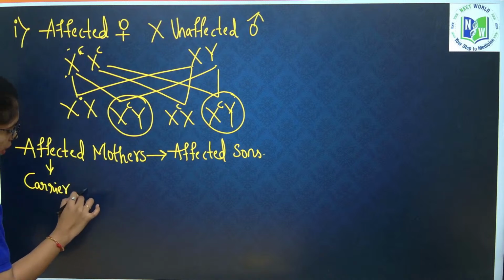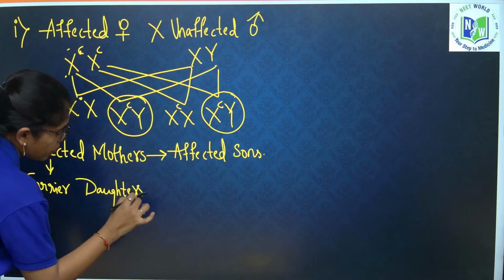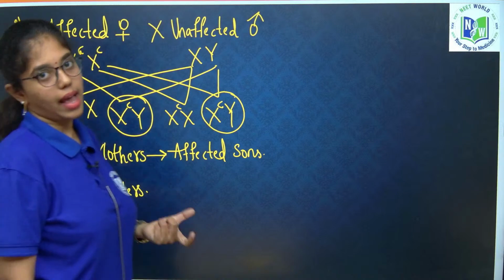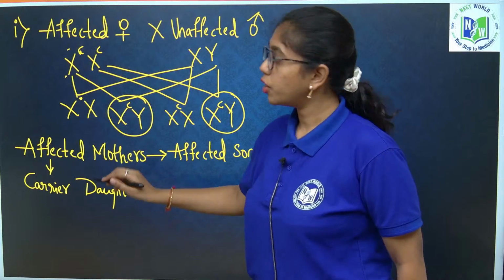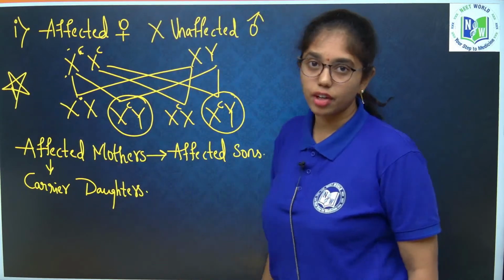They are also giving rise to what? Carrier daughters. So all the sons of affected mother are affected. All the daughters of affected mother are carriers. You have to remember it for sure. This type of questions only you will get in your exam.